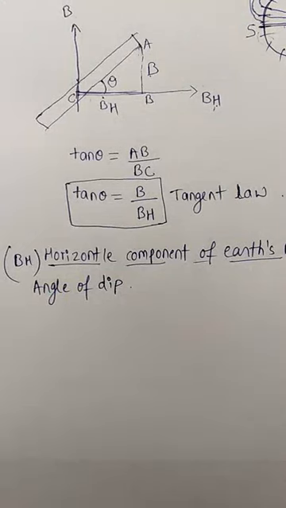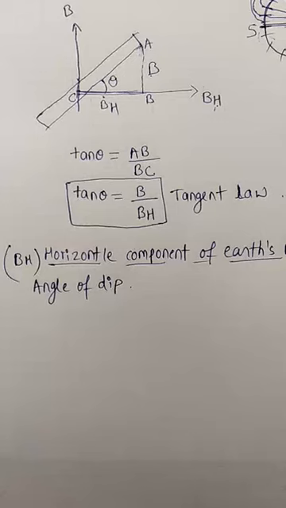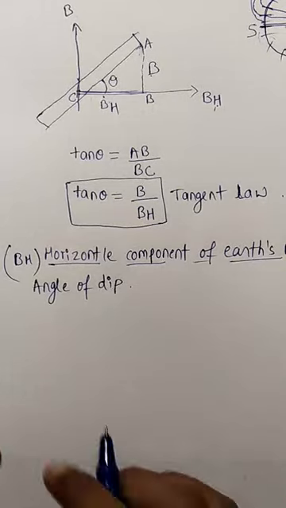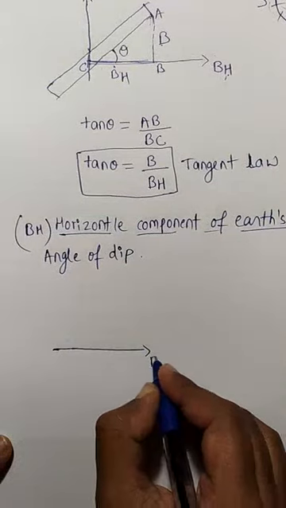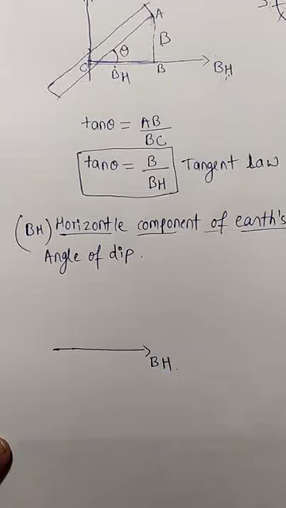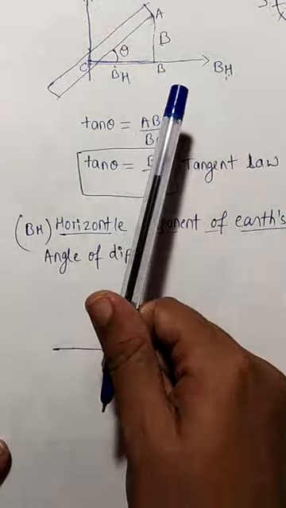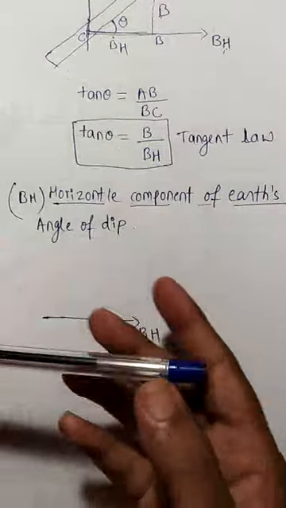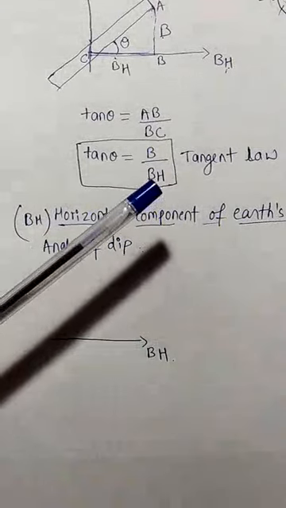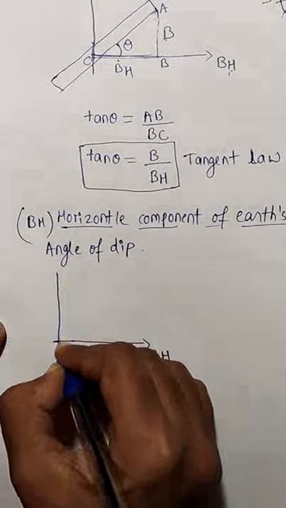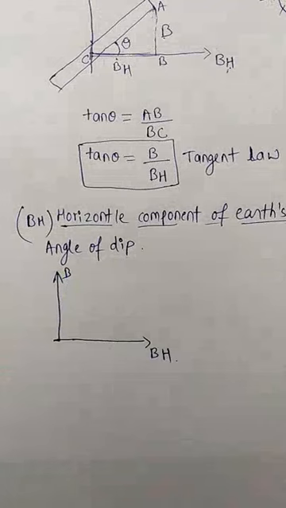Angle of dip is the angle between the intensity of the earth's magnetic field and the horizontal surface of the earth. So we already know the horizontal surface of the earth and the intensity of the magnetic field. Suppose this is the horizontal component of the earth's magnetic field, that is BH. And the magnetic field intensity means, when we keep the magnet, it will come to a certain position. Along the vertical direction, it makes a certain angle with BH. So this is B and this is the BH we have taken.